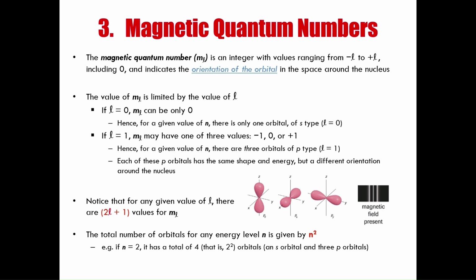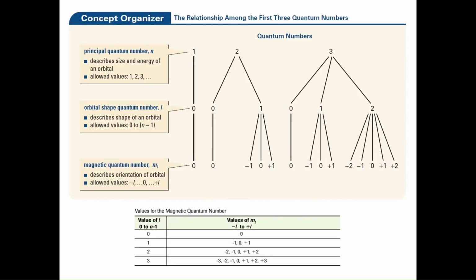Now, at this point, some of you may be getting confused. You may not be able to see how these numbers all come together. Rest assured that the example I complete at the end of this package will clarify all of those issues you may be having. This concept organizer shows the relationship between the first 3 quantum numbers.